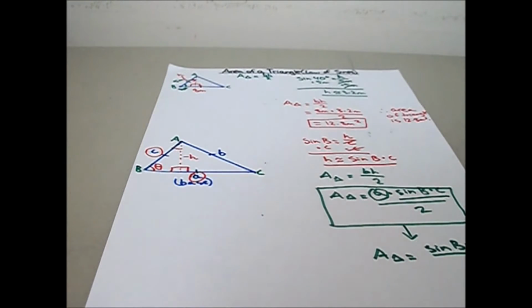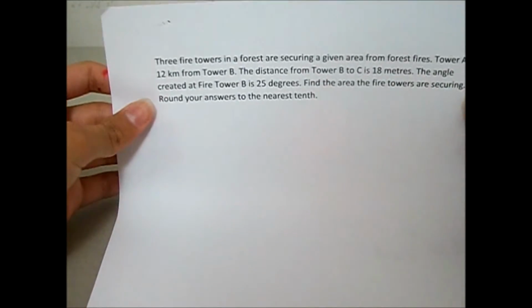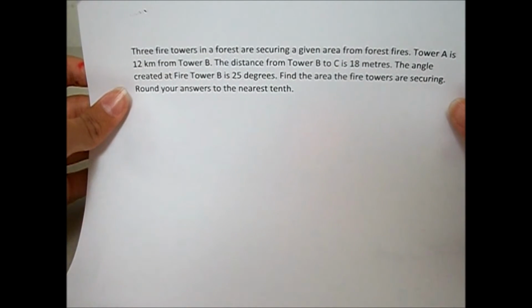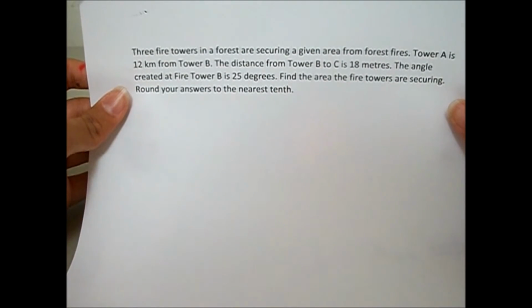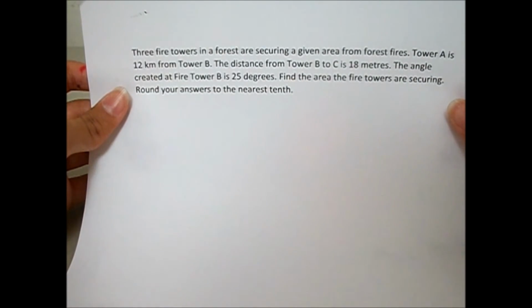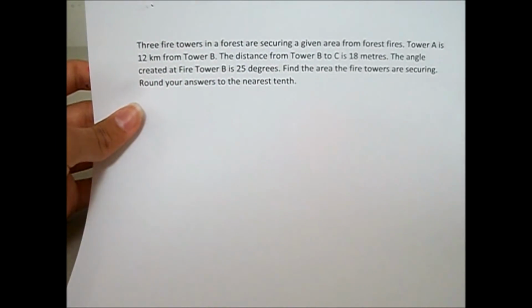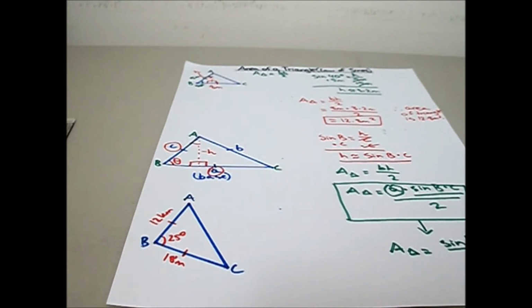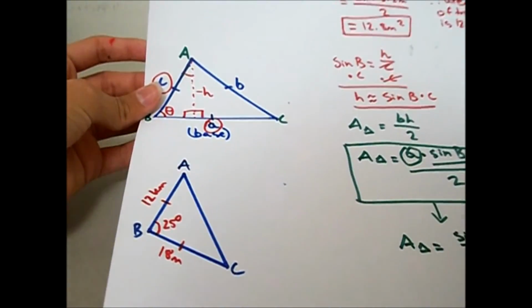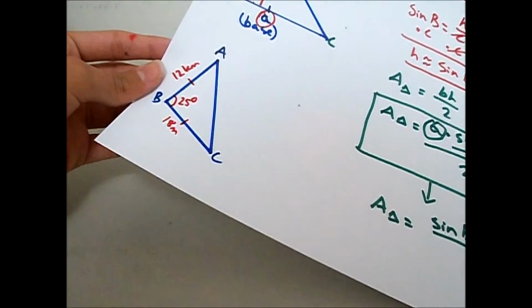So now let's apply this knowledge to real life applications. I have a word problem set up here for you to solve. And it states: three fire towers in a forest are securing a given area from forest fires. Tower A is 12 kilometers from Tower B. Distance from Tower B to C is 18 meters. And the angle created at Fire Tower B is 25 degrees. Find the area the fire towers are securing. Round your answers to the nearest tenth. Okay, so here's the diagram. And I'm going to be uploading my answers for this question next week or so from now. It is definitely not to scale.